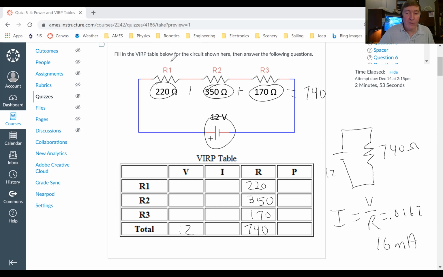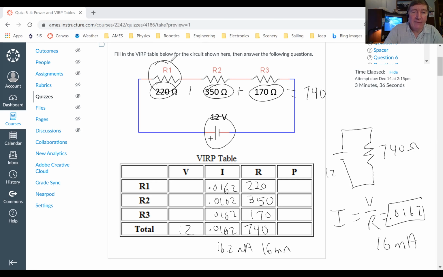Sometimes it's better to put in the actual number rather than the modified number, so I'm going to put in 0.0162. If you instead put in 16.2 milliamps, I'll call that good. And even if you rounded it off and just called it 16 milliamps, I'm not going to worry too much about that. Now, because they're all in series, every one of these is going to be the same. So now we know the current going through each one of these.